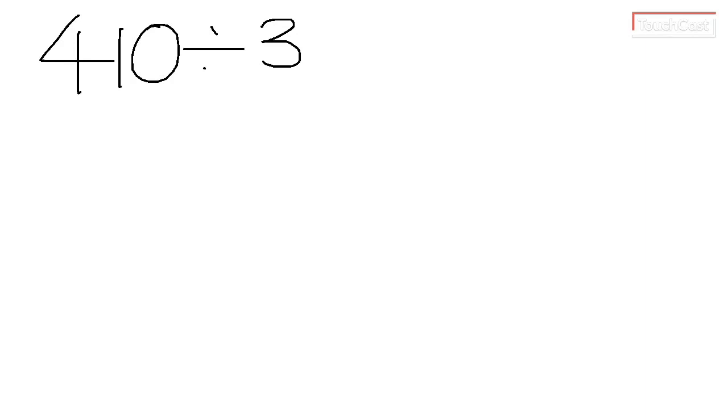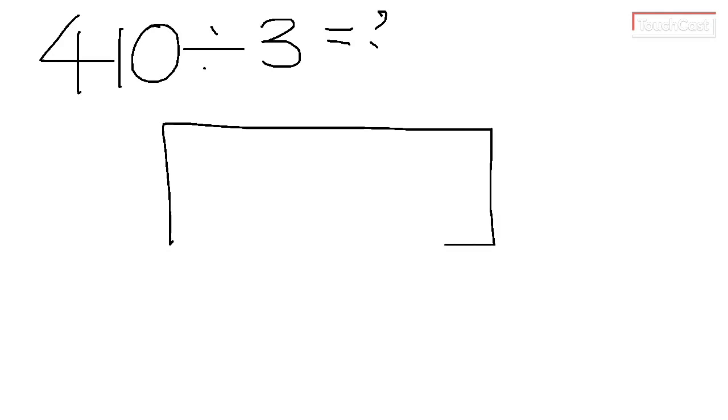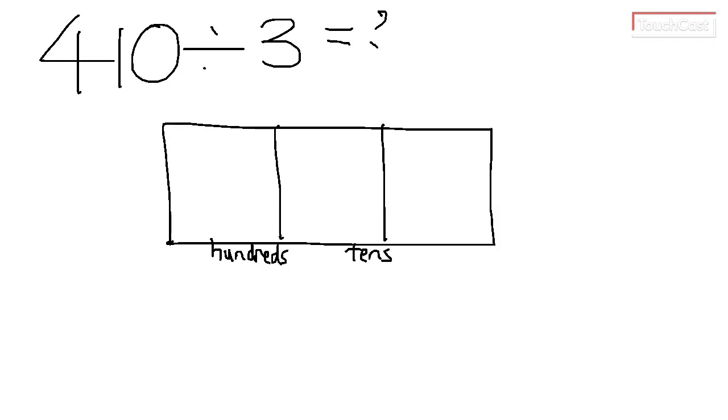We have 410 divided by 3 equals question mark. So what I'm going to first do is set up my rectangle, like the inverse of our multiplication box strategy. I have 3 digits, so I'm going to split my box into 3 digits. This would be my hundreds, this would be my tens, and this would be my ones. My divisor is 3, so I'm going to put it here, and my dividend is 410.